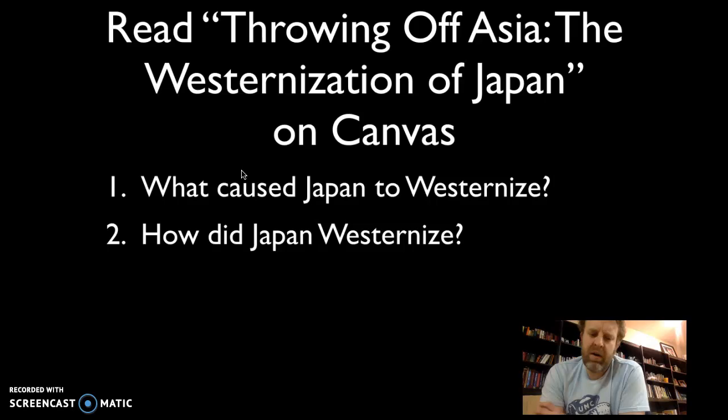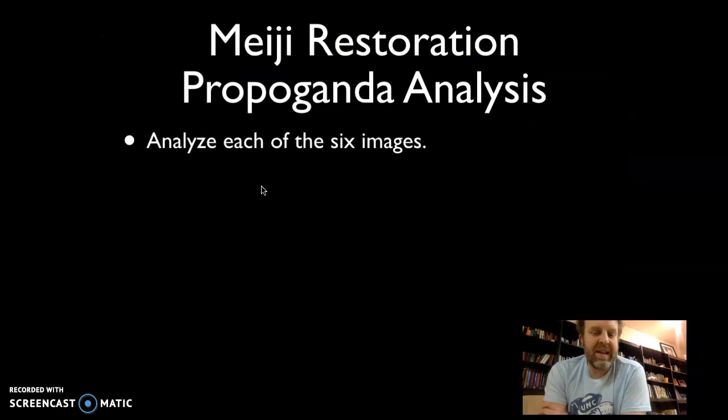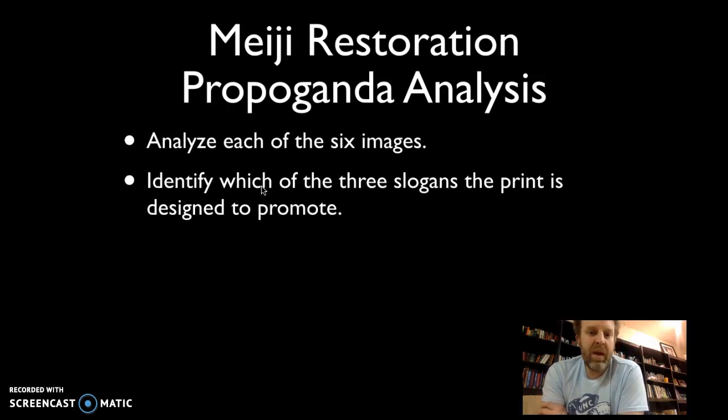And how is it similar to or different from the way industrialization took place in Europe and the United States? Once you've completed that reading, the next thing you should do, if you can, because all of these are just opportunities, is click on the 12E Meiji Propaganda. You will see 6 images, and you need to analyze each of them. There are 3 slogans mentioned in the reading that you should apply as you look at those propaganda images.